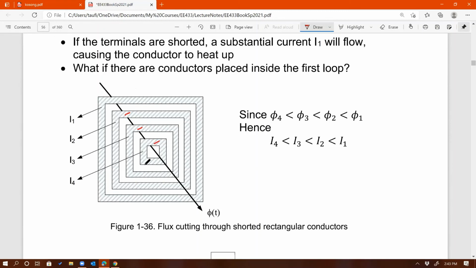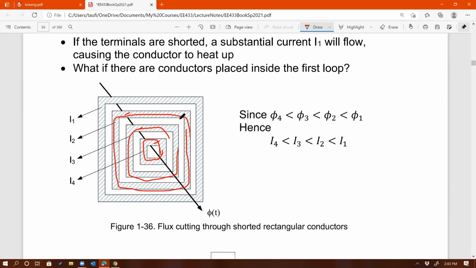Well, you're going to get more currents, right? More currents flowing here, more currents circulating right here, and another current right there. So we have several short currents. And because of the amount of flux enclosed within each rectangular core, I know that current I4 must be less than I3, which must be less than I2, which must be less than I1. But nevertheless, we have a lot of currents flowing through these conductors. This is what we call eddy current, right?